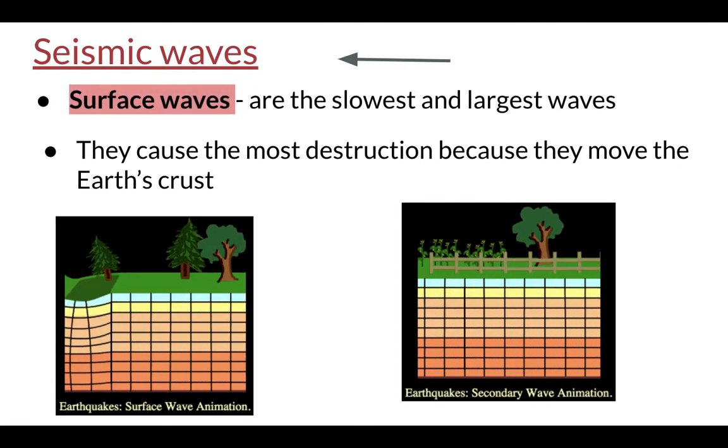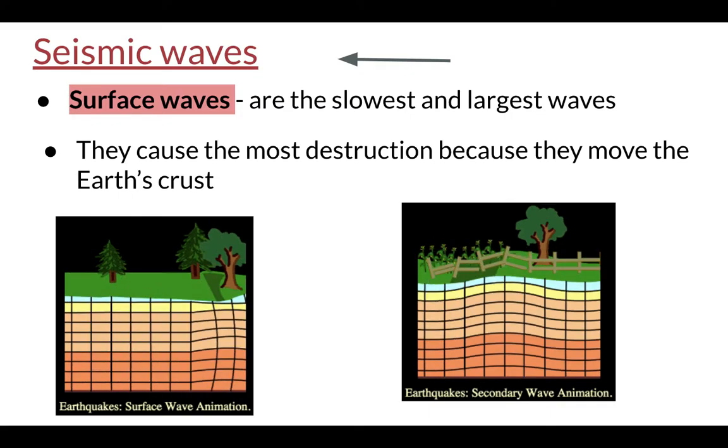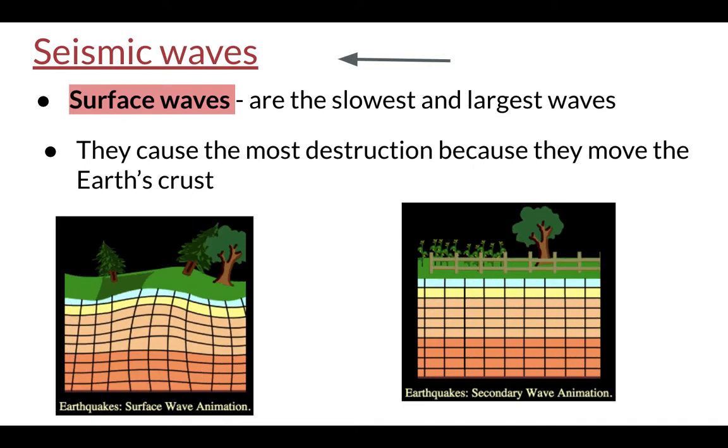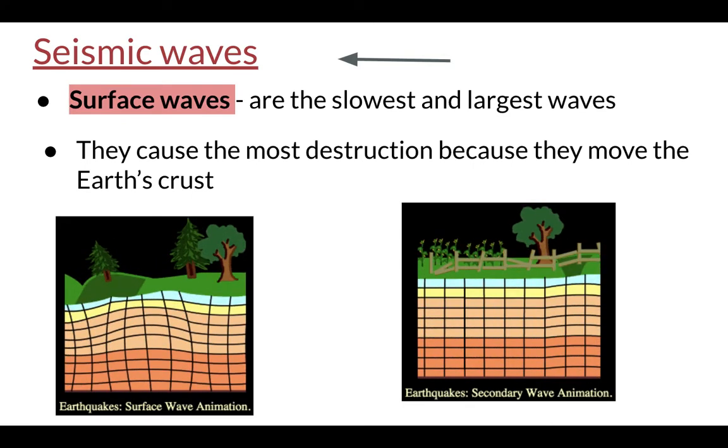The most destructive waves are the surface waves. They are the slowest and the largest waves. And they're the most destructive because they move the Earth's crust.